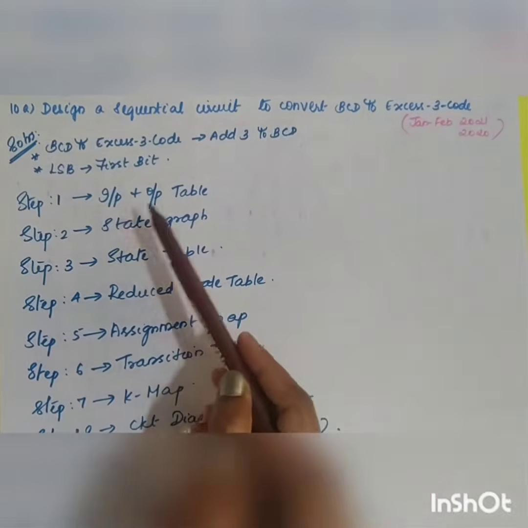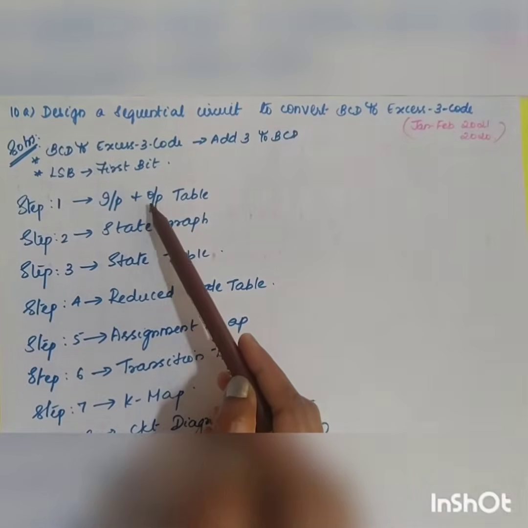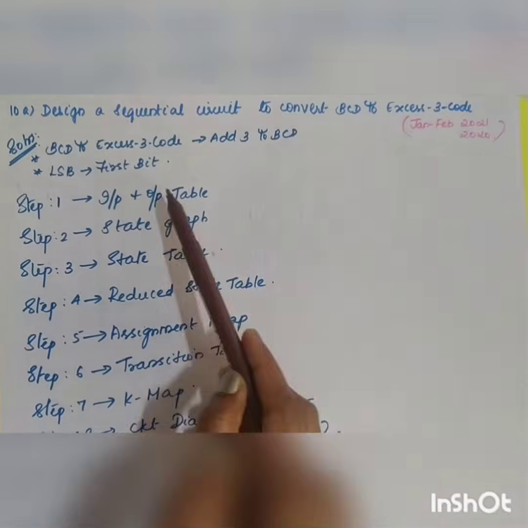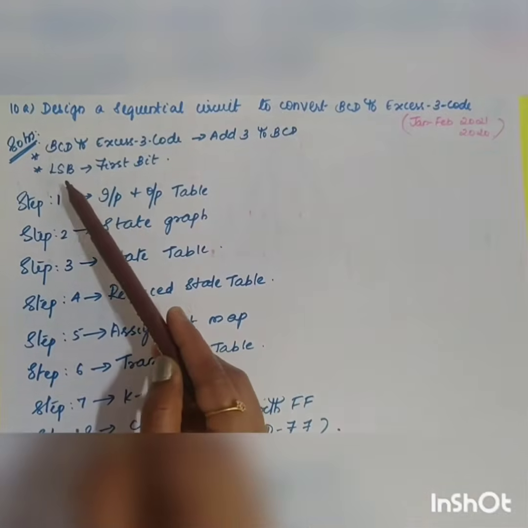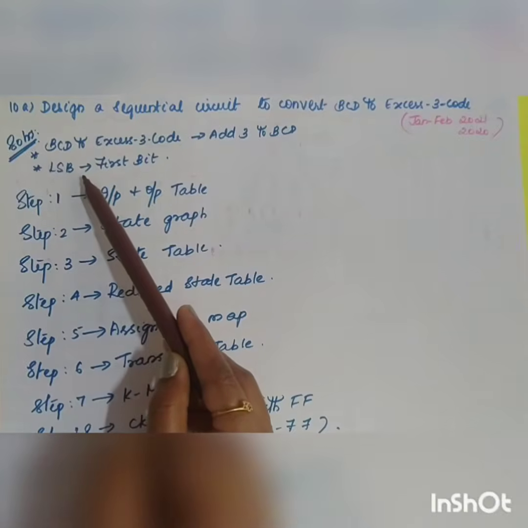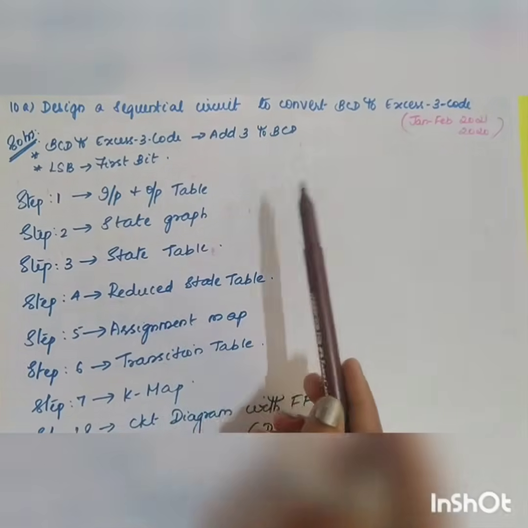So how will you write the input and output? The input is 0 to 9, and the output will be obtained by adding 3 to the BCD. So you will be getting the output table. You are assuming that your least significant bit, that is your LSB, is the first bit.